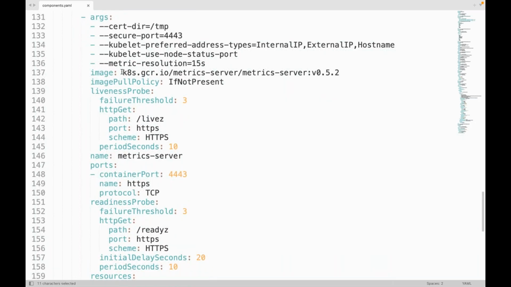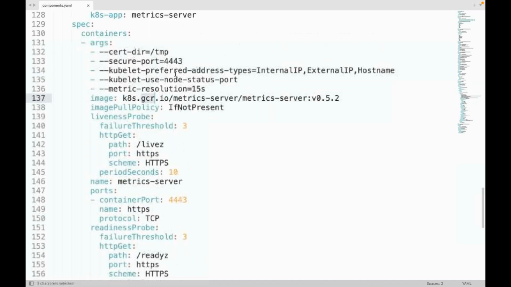Is it our own image? Is it our application image? Do we need to create this image? No. So who created this image? In which registry is this metric server image there? It is there in the Kubernetes GCR registry. Now I can deploy this metric server.